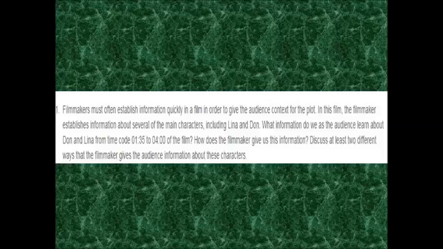Okay, so let's read number 1 together. Filmmakers must often establish information quickly in a film in order to give the audience context for the plot. In this film, the filmmaker establishes information about several of the main characters, including Lena and Don. What information do we as the audience learn about Don and Lena from time code 1:35 to 4 minutes of the film? How does the filmmaker give us this information? Discuss at least 2 different ways that the filmmaker gives the audience information about these characters.